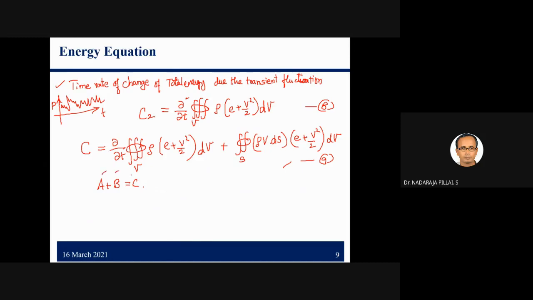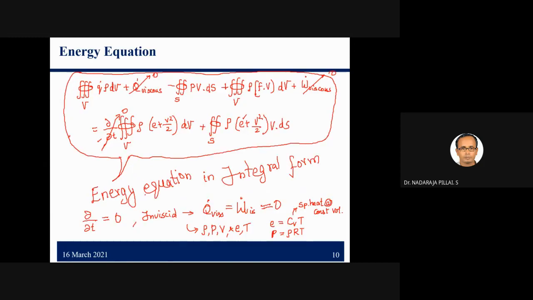Once we know A, B, and C, we have written the whole energy equation. This is the energy equation in integral form. We need to remember what all the components involved in the energy equation are. When we try to reduce this equation, if it is an unsteady case, dou by dou t has a significant value. If it is a steady case, we can consider dou by dou t equal to 0. If it is an inviscid flow, Q dot and W dot become 0.